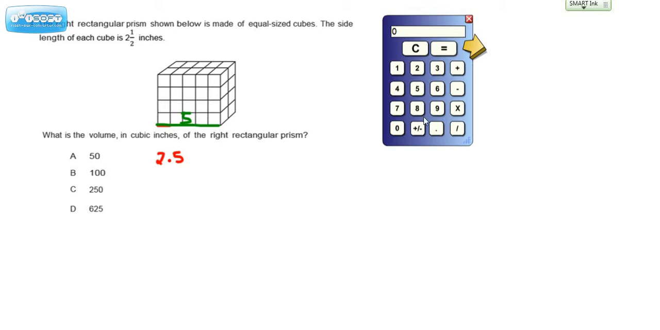Now you might be able to do that in your head, but I'm just going to do that on the calculator. 2 5/10 times 5 equals. All right, so here's what we know. We know the length of that is 12 5/10.